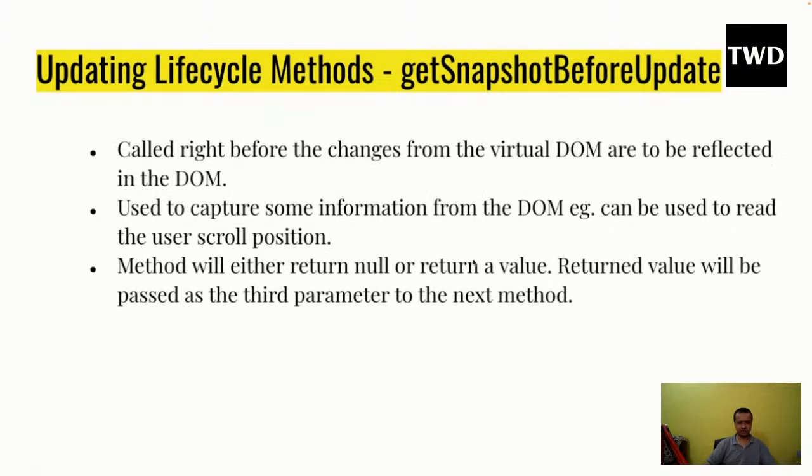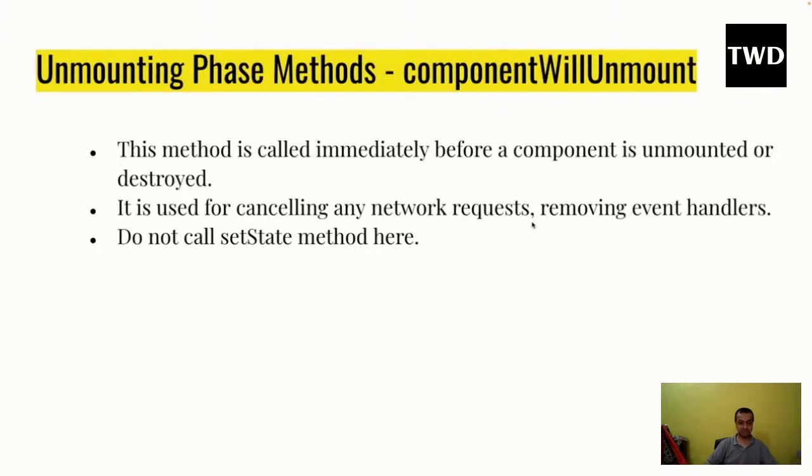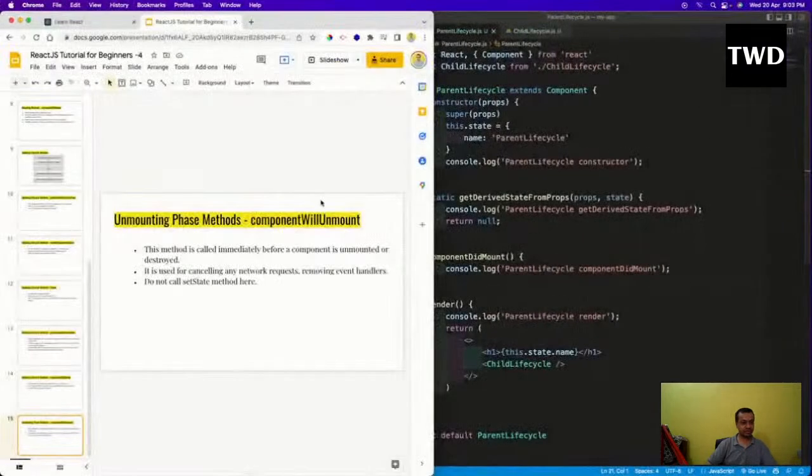Render is the only required one, we know what it is. getSnapshotBeforeUpdate is not used, so I'm not going to explain it. But this is very important: componentDidUpdate is called after the render is finished in the re-render cycle. It uses a snapshot from getSnapshotBeforeUpdate, and so on. It can be used to do HTTP requests, which is sometimes required. Okay, so now we are done with this.